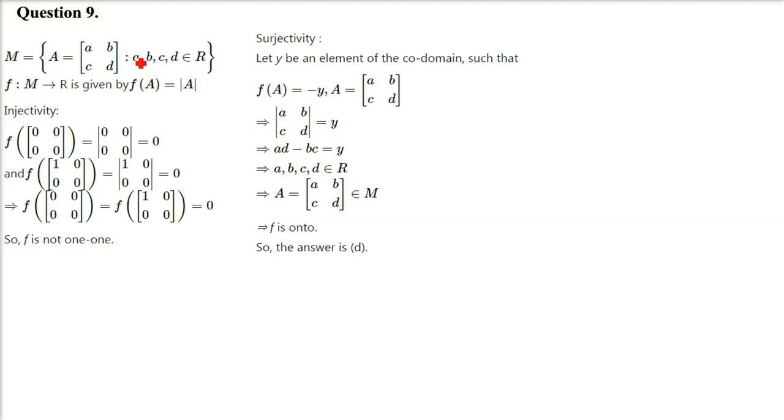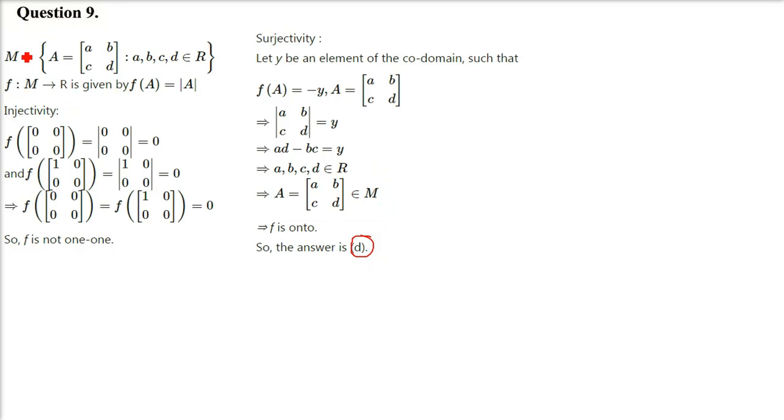Question number 9 it is. Let M be the set of all 2 cross 2 matrices with entries from the set R of real numbers. Then the function f from M to R defined by f(A) equals. See, the sign is of mod, but it is not mod. It is basically the determinant, for every A belongs to M. This is a matrix. Matrix is all about rows and columns, or we can say a pattern formation in a tabular form. The answer is D.